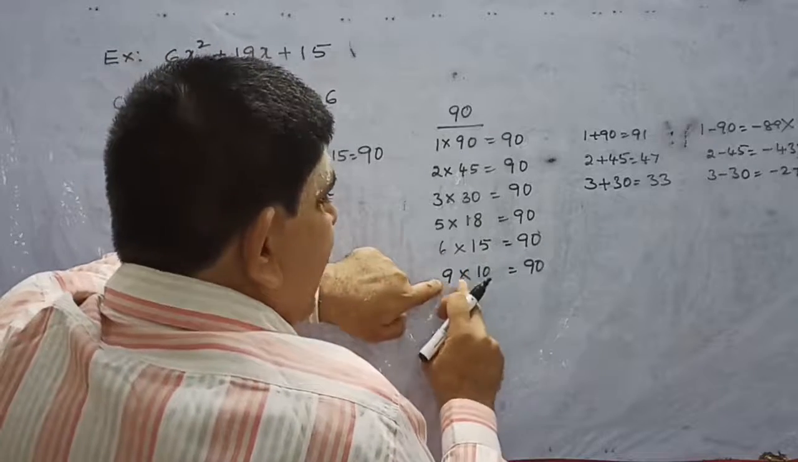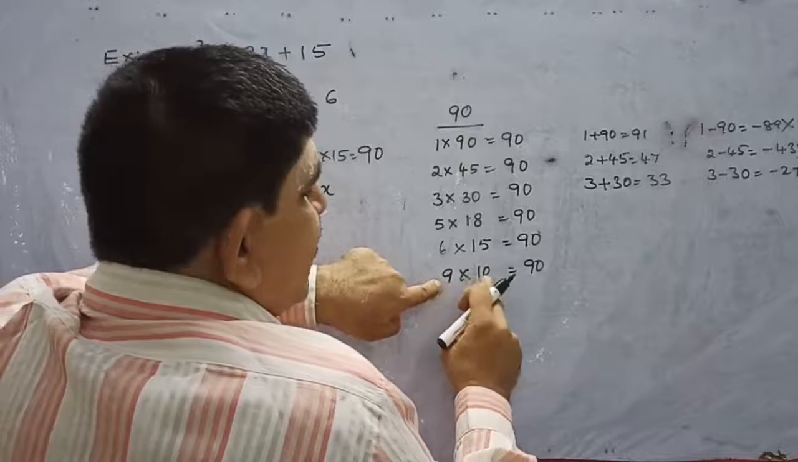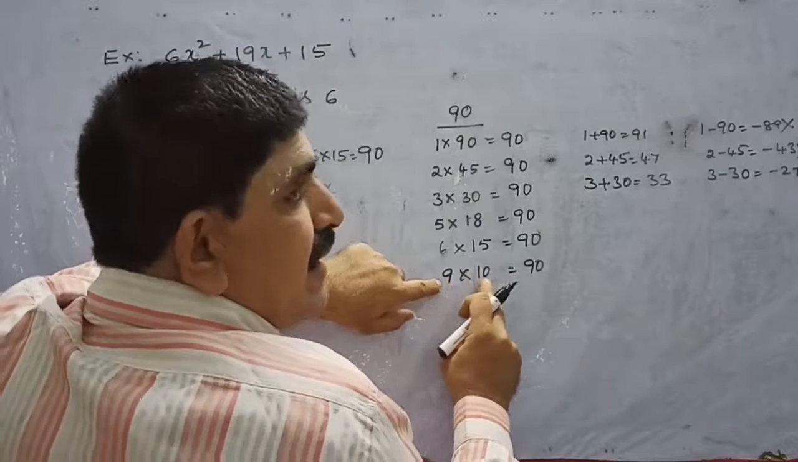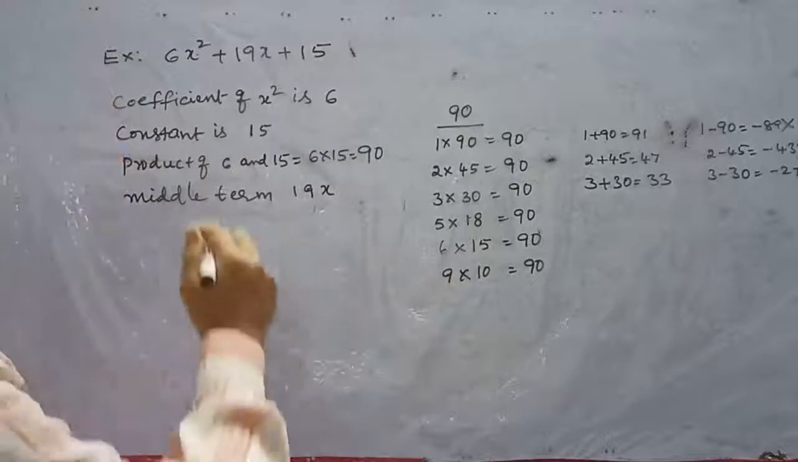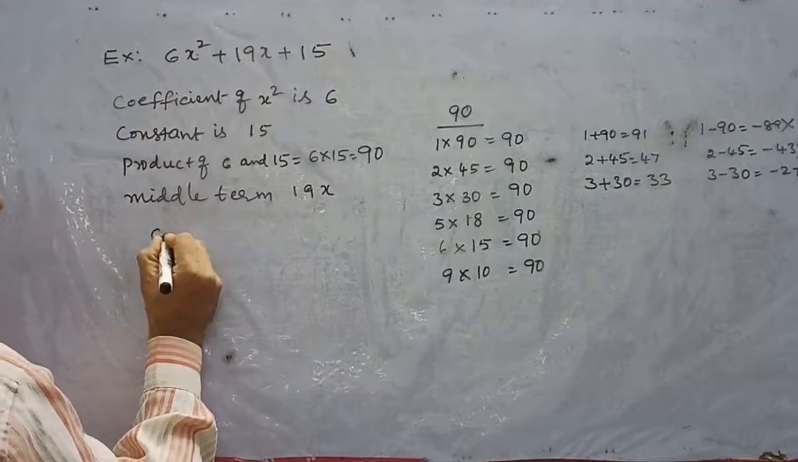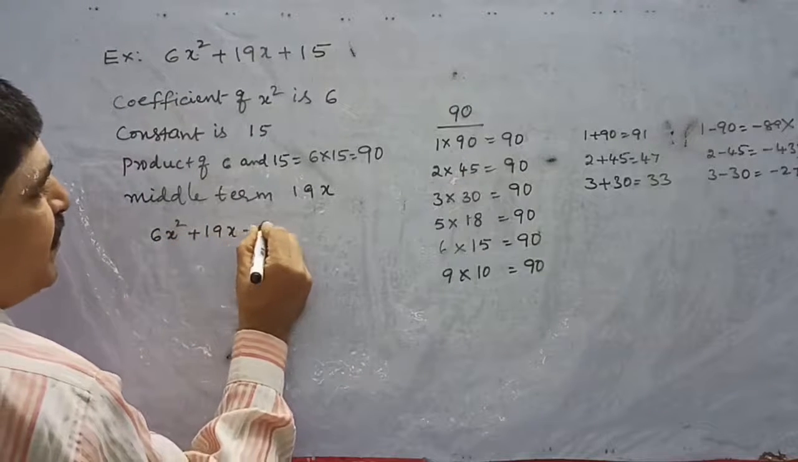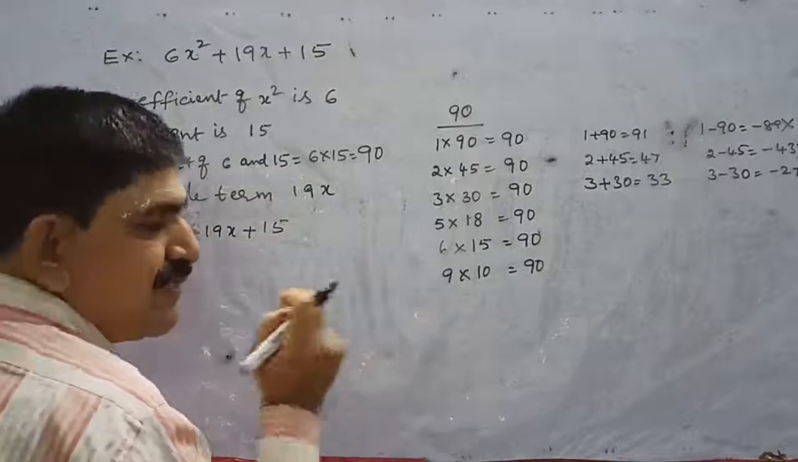Next 9 plus 10 is 19. 9 minus 10 is minus 1. So here 9 plus 10 is 19. So we can take 9 plus 10. Now the actual problem is 6x square plus 19x plus 15. Now we have to split this 19x by using these factors.